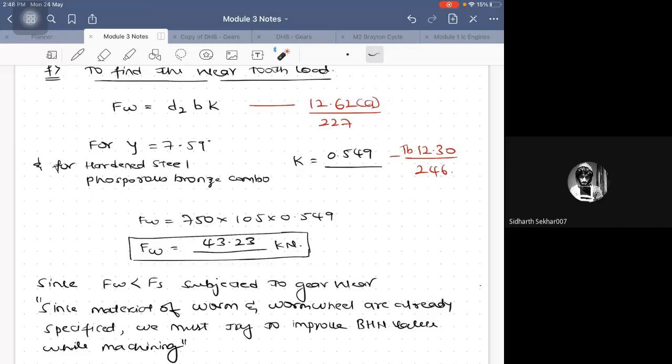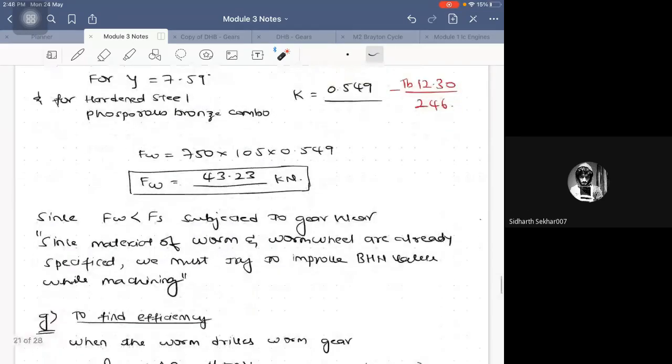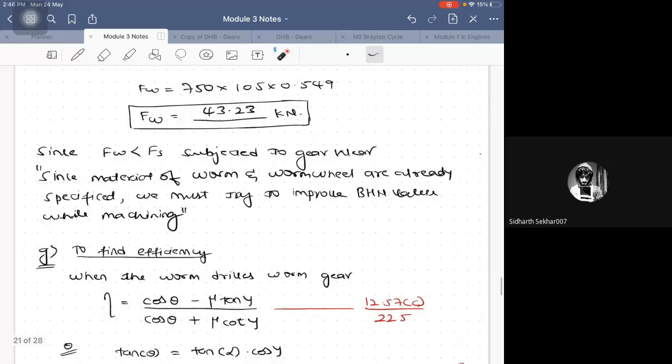Next, shall we calculate the efficiency? You can use the same old expression which you have used in the previous problem where the worm drives the worm gear. I told you, in 90% of the cases, the worm will be driving the worm gear. So you can use equation 12.57c from page number 225 to calculate how efficient your worm gear system is. For that, you require the value of theta and mu. We will calculate them one by one.